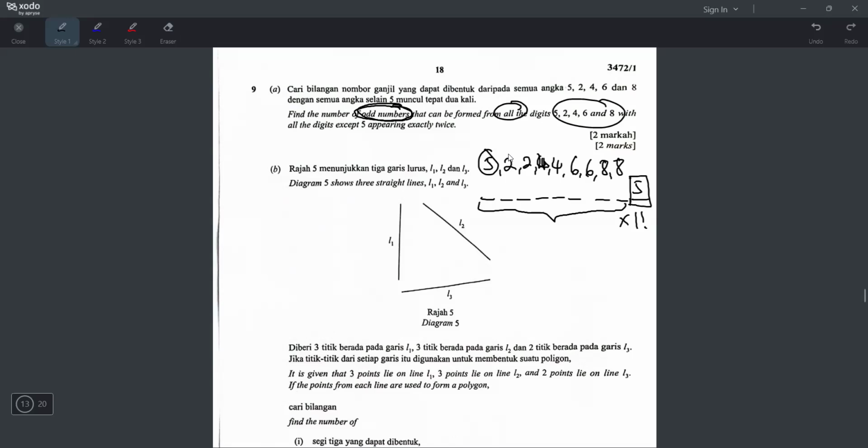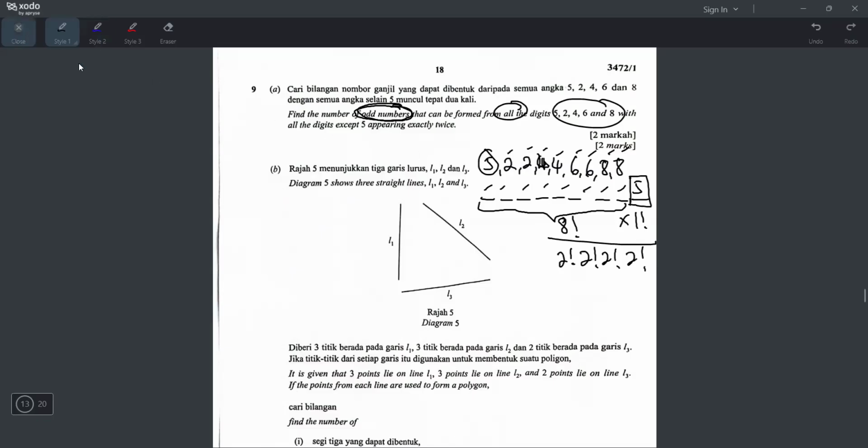There are how many digits left? 1, 2, 3, 4, 5, 6, 7, 8. And then how many slots? 3, 4, 5, 6, 7, 8. So 8 digits, you arrange into 8 different slots, it will be 8 factorial or 8P8, right? But you have to divide, because there are identical objects, you can see there is repetition. 2 repeats 2 times, so you take 2 factorial. 4 also repeats 2 times, 2 factorial again. 6 twice, 2 factorial again. 8 repeats 2 times, 2 factorial again.